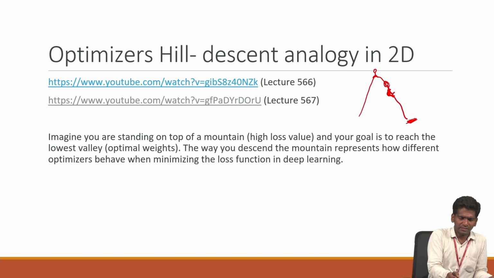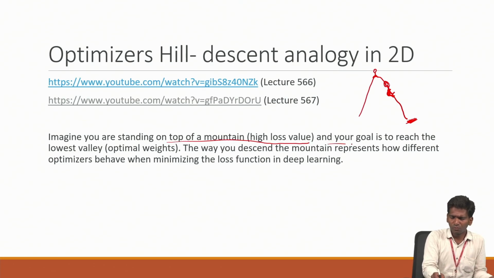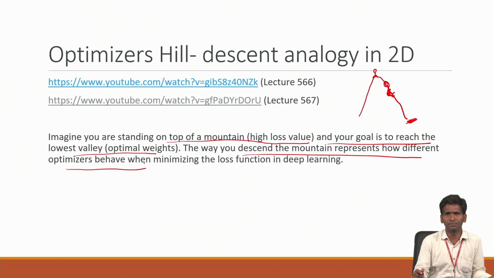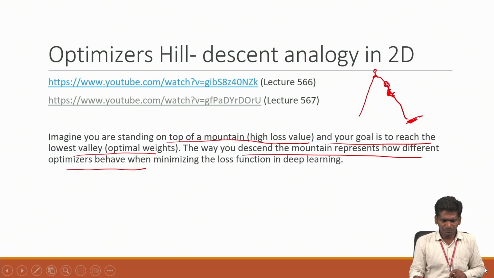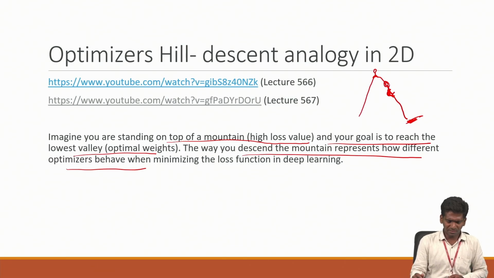That is what it is talking about. Imagine you are standing on the top of a mountain, which is a high loss value, and your goal is to reach the lowest value, the optimal weights. The way you descend the mountain represents how different optimizers behave. Whether you move in single steps, whether you jog, walk or jump, whatever you do to finally reach the bottom, all depends upon the behavior. How do optimizers behave in contrast to this example?